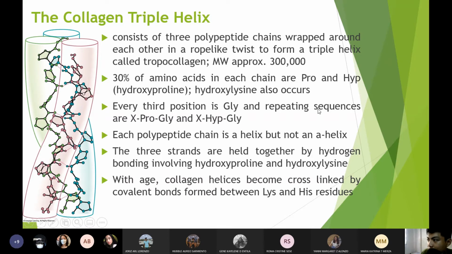Then sometimes we have repeating sequences of X-Pro-Gly or X-Hyp-Gly, where Hyp is hydroxyproline and X is any other residue. This is the repeating pattern for our collagen, making sure hydrogen bonding is maximized. It is a triple helix, meaning a lot of hydrogen bonding, and some proline residues are in the form of hydroxyproline, which is just a proline with an extra OH. That OH causes extra hydrogen bonding, which is why our face is firm.